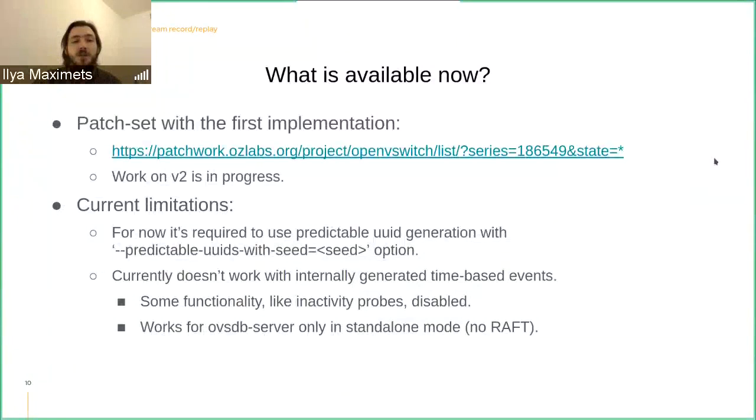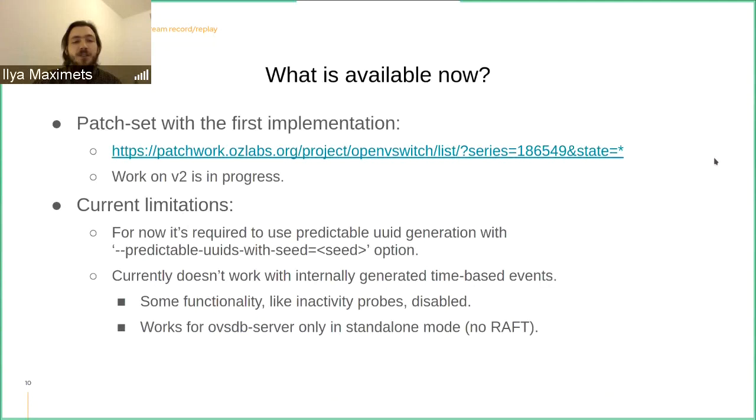What is available now? There is a patch set on the mailing list with the first implementation. Work on the second version of this patch set is in progress. In the current implementation, we have to disable some randomness in OVSDB server. This is needed because we have to have exactly the same UUIDs generated by OVSDB server, so they could match with what is stored in the replay file.